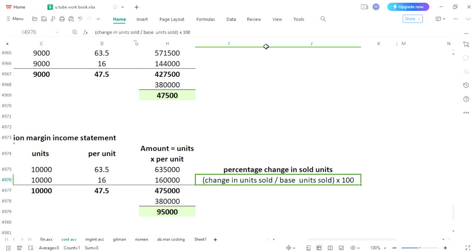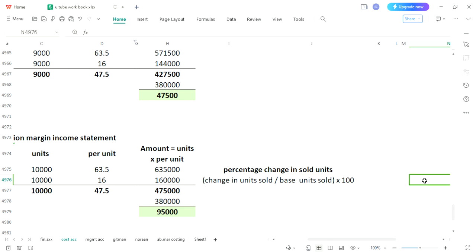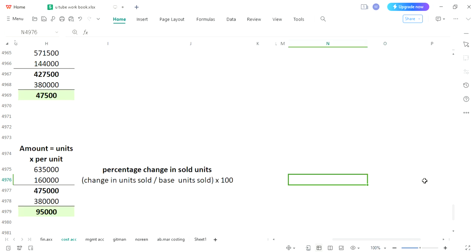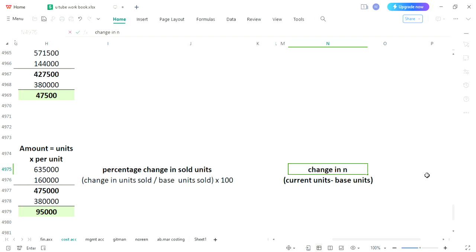Now please understand what change comes. To calculate your change in sold units, again we need another space. You will see current units and you will subtract base units. This way you will be able to calculate your change in number of units sold.